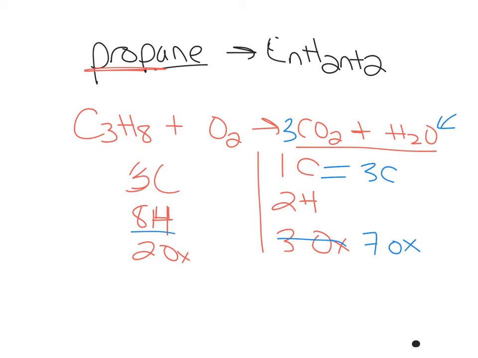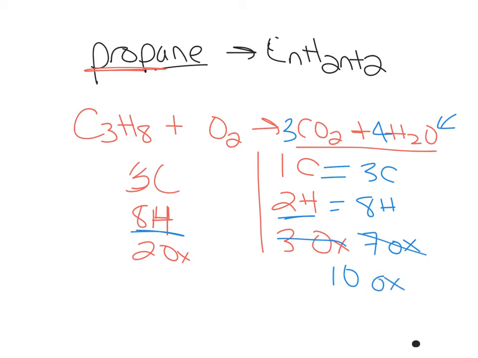So I have 8 hydrogen on my reactant side, and I only have 2 on my product side. So I'm going to add a 4 in front of the only compound that has hydrogen in it in this equation, which is water. That gives me the 8 hydrogen, and now I've got to recalculate the oxygens. If I have 3 carbon dioxide, that gives me 6 oxygen, and then 4 oxygen from the water. So now I have 10 oxygen on my product side.